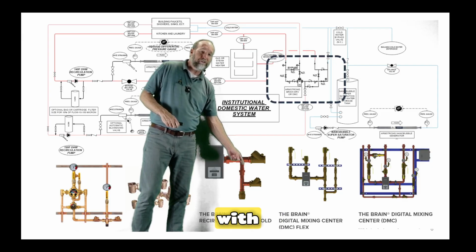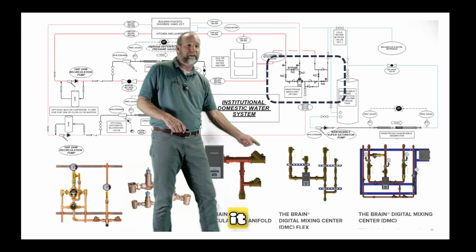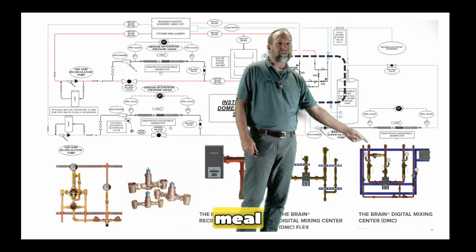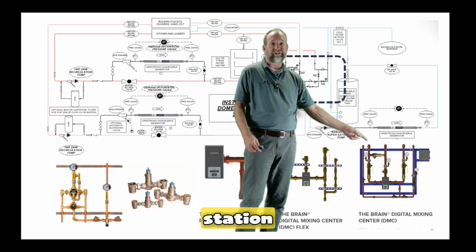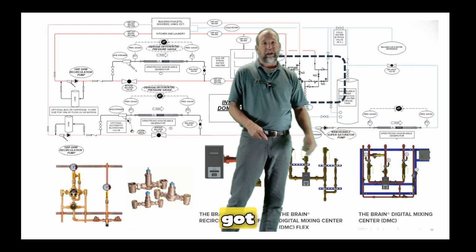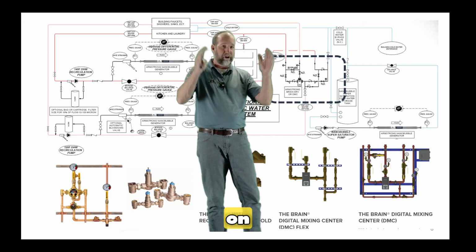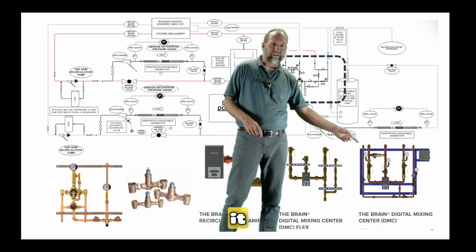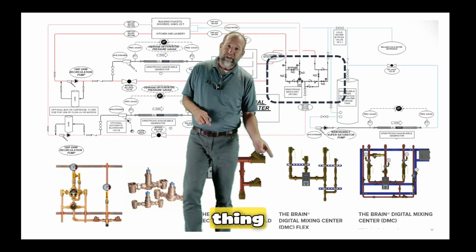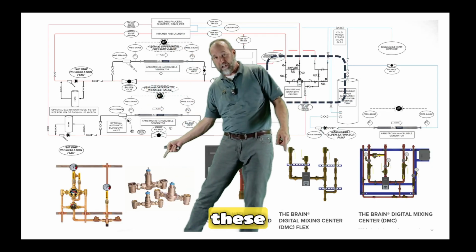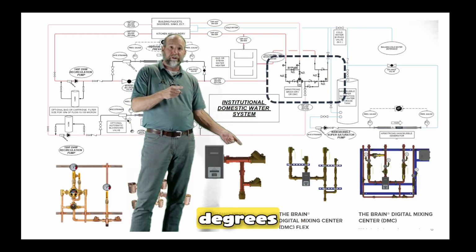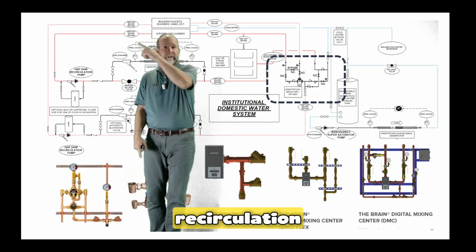The manifold here with the recirc return piping on it, you can get a flex with some valves to help you out a little bit, or get the full meal deal with a digital mixing station, which is really the way to go because you've got gauges, you've got a bypass, you've got everything you need, strainers just bolted on the wall. Contractor makes it easy to hook up, just a few connections and he's off to the races, okay? The cool thing about these that you don't have with these is that this will manage your temperature plus or minus 2 degrees, and it will manage this recirculation, okay?